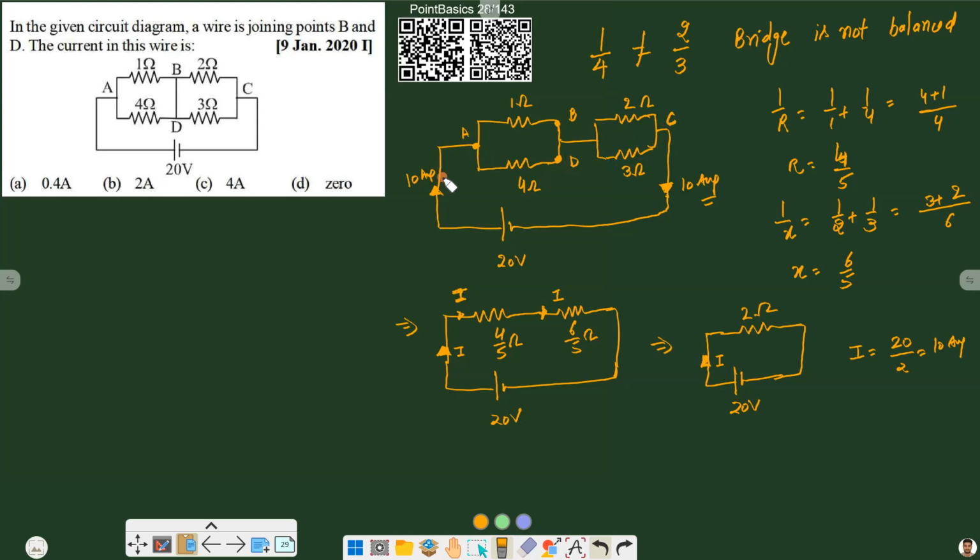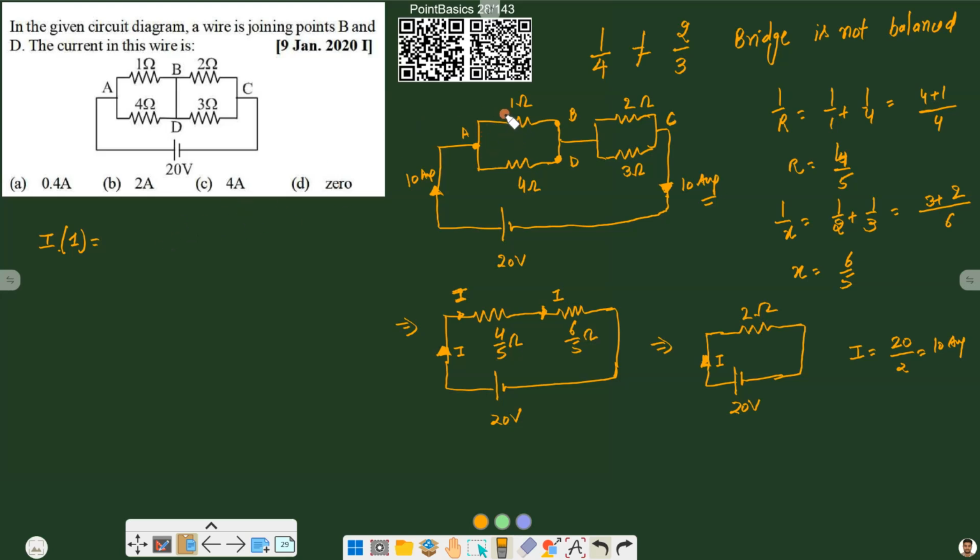Now at point A, this 10 ampere current is divided into two parts. Some of this goes through 1 ohm and some of this goes through 4 ohm, and the values of those currents we can easily find. The value of current passing through 1 ohm resistance will be given by, as 1 and 4 are in parallel, in case of parallel resistance we take the opposite resistance to calculate the value of current going through the actual resistance.